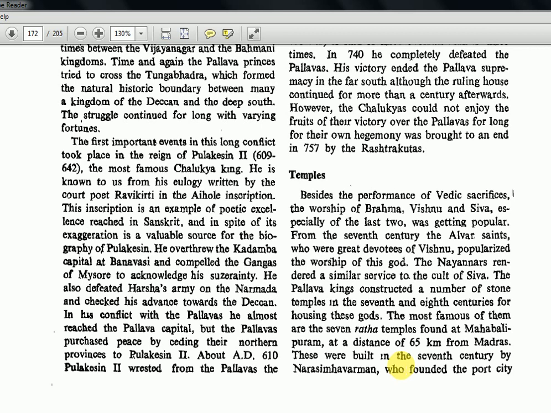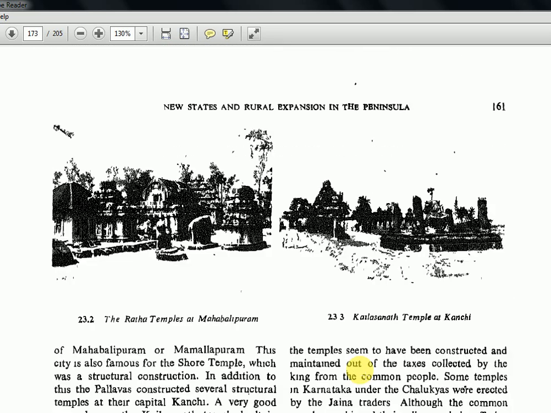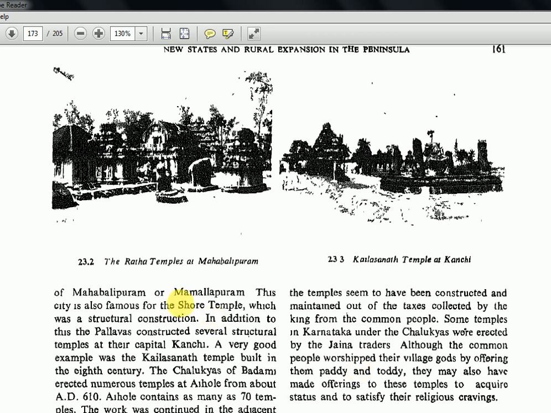Again Narasimhavarman is important, who founded the port city of Mahabalipuram or Mamallapuram. So that is Narasimhavarman, who is also involved in the defeating of Pulakeshin II. This city is also famous for the Shore temple, which was a structural construction.